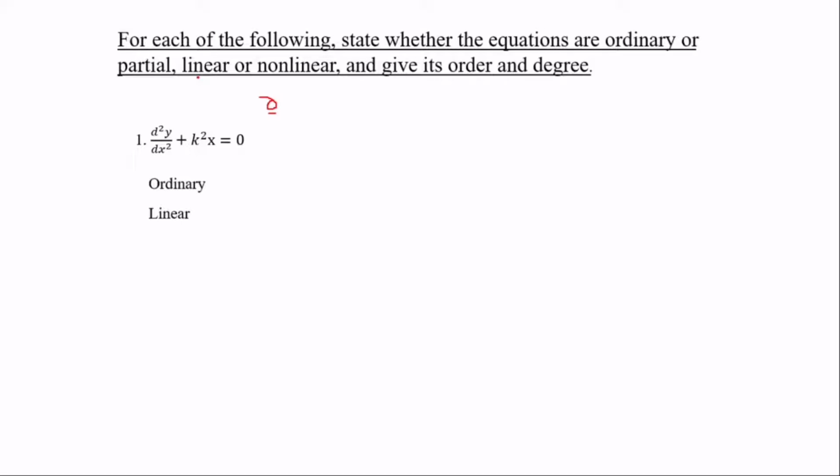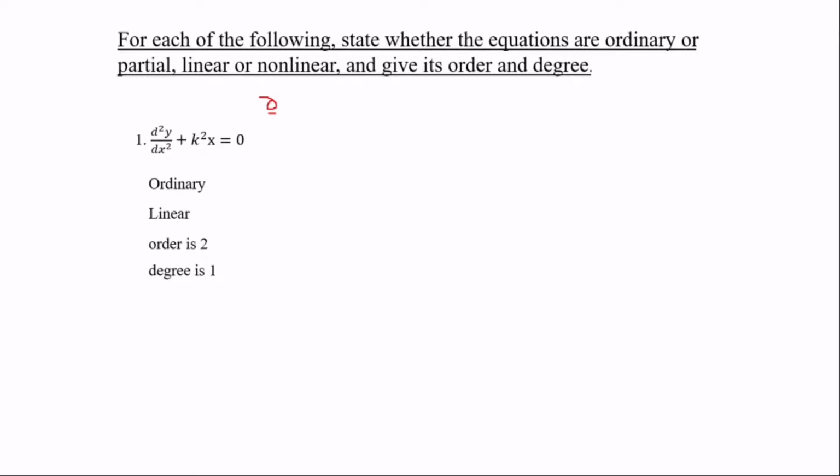Now let's go to the order. The order is the number of times an equation has been differentiated. When we look at this, it is differentiated 2 times, so the order is 2. Now the degree is the exponent of the order. The exponent is 1, so the degree is 1.